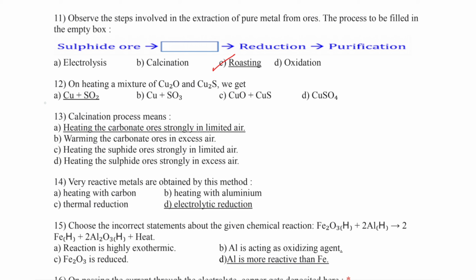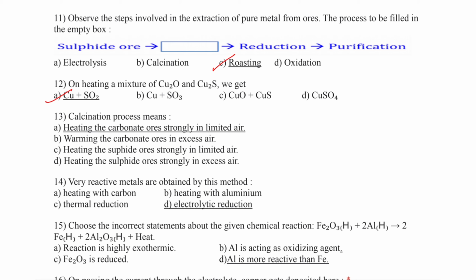Question number 12. On heating a mixture of Cu2O and Cu2S, we get option A, copper and sulfur dioxide, option B, copper and sulfur trioxide, option C, cupric oxide and copper sulfide, option D, copper sulfate. The correct answer is option A.